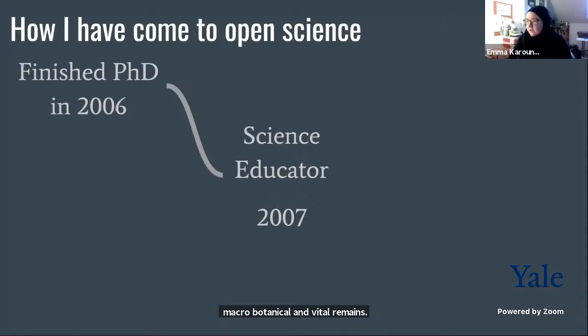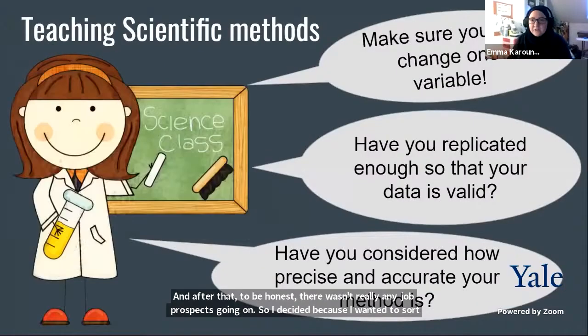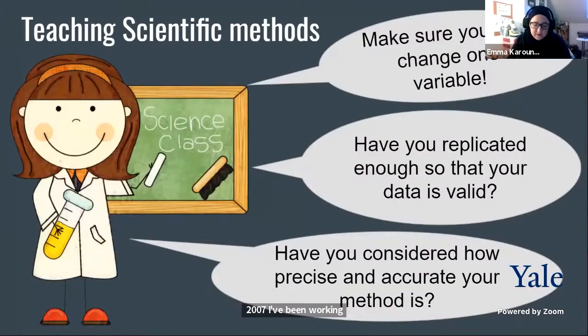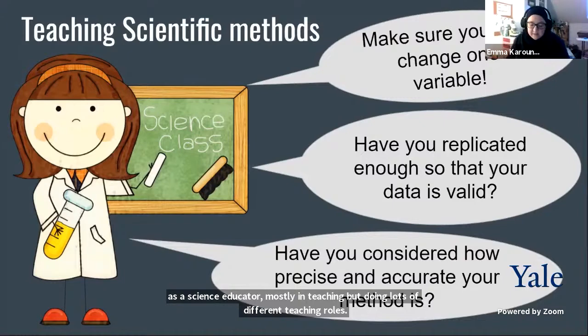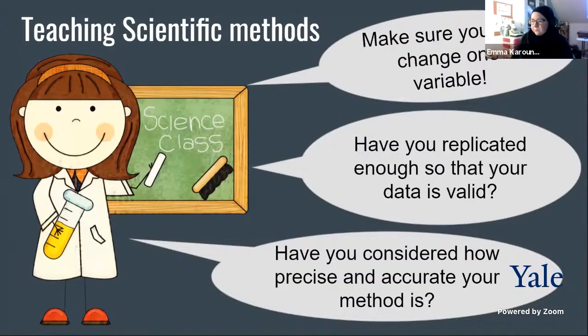And in this time, what I've been finding is I've been teaching a lot about scientific methods. So I've taught students that scientists do really large studies. They think about accuracy, precision, replication, and focus on their data being valid. So children really are taught that scientists carefully consider the scientific design of their projects.